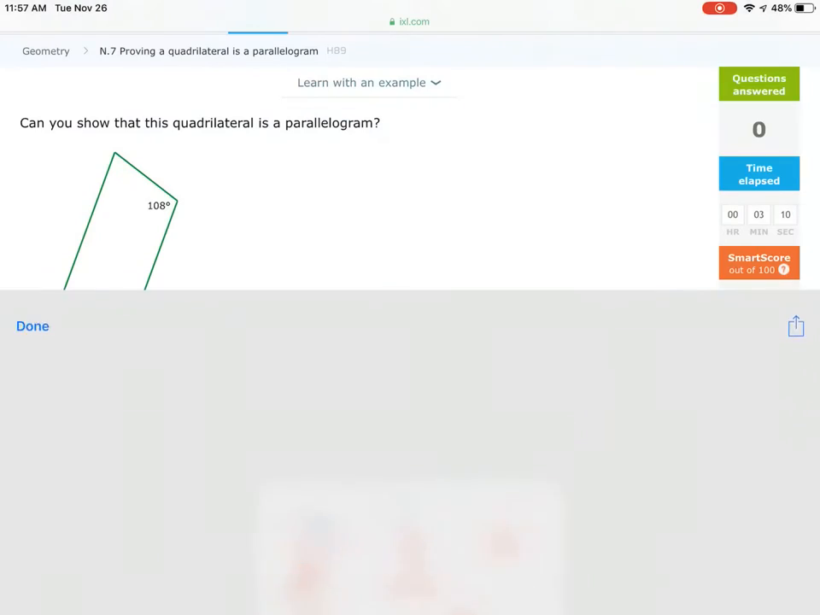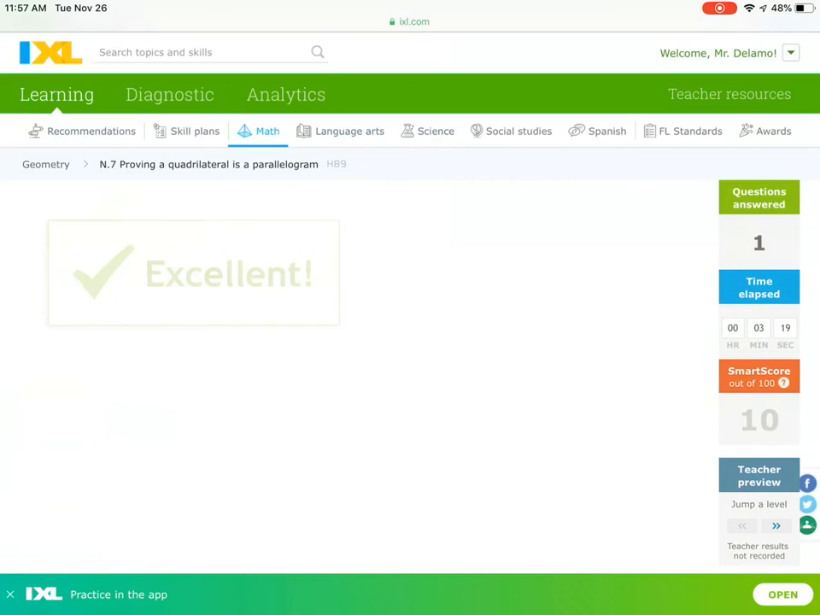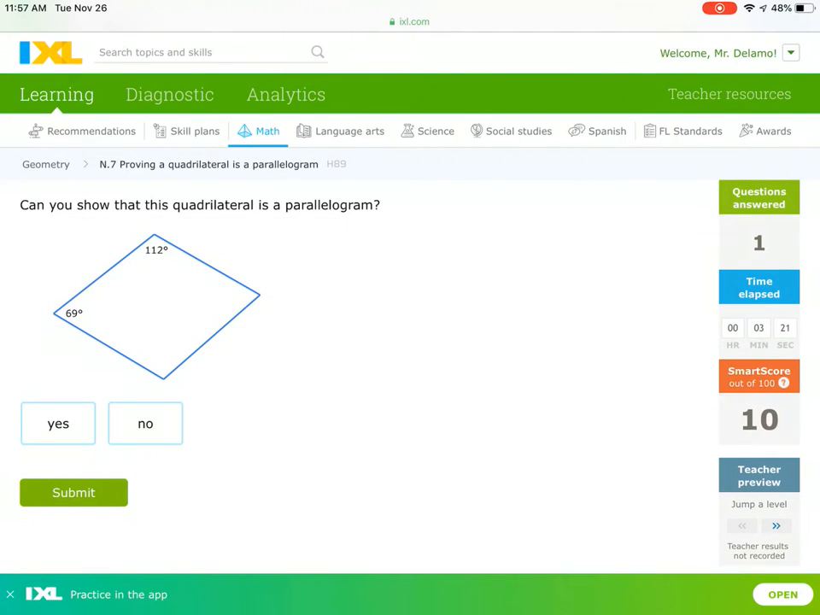So yeah, the fact that this is 72, that does imply that this is a parallelogram, because opposite angles are congruent. So this is submit. Yes. Okay, can you show this quadrilateral as a parallelogram? This one's a no. The reason it's no is because we don't have enough information.